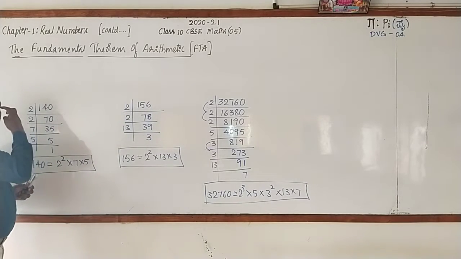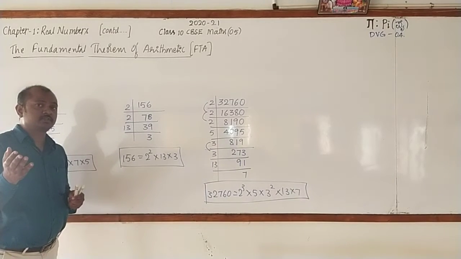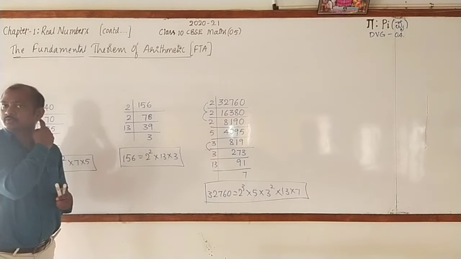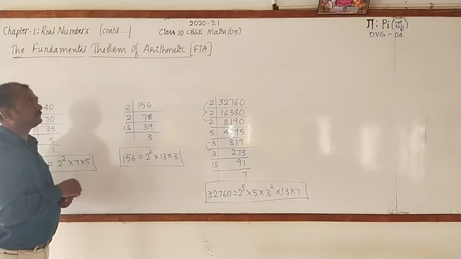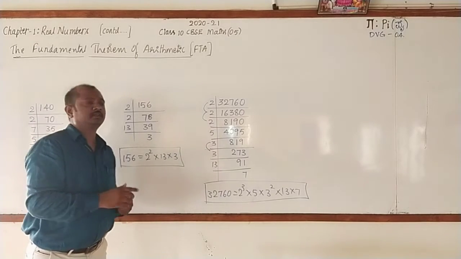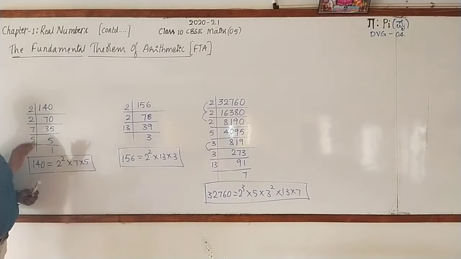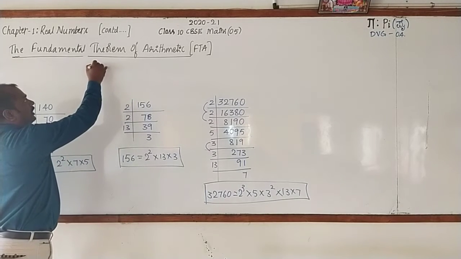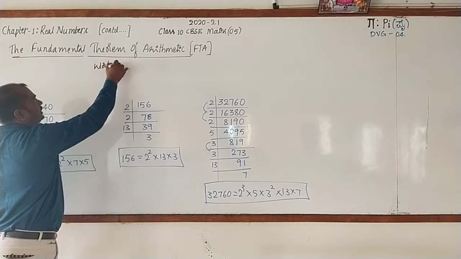Okay, now, it was given in the examination also. The question was like this. I think it was the year before last, in the 2018 paper, you can see: express the given number like 140 as the product of its prime factors, just for one mark. So now you have to copy this. Here, I'll write worked example. Please go on writing with me.